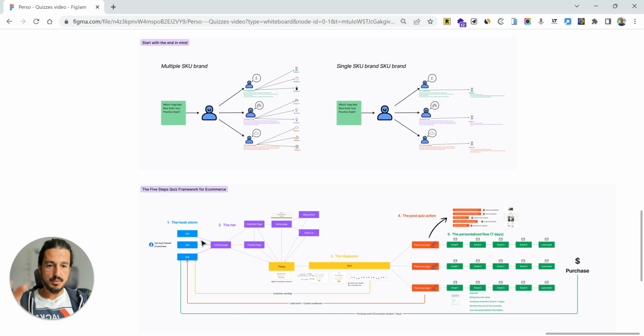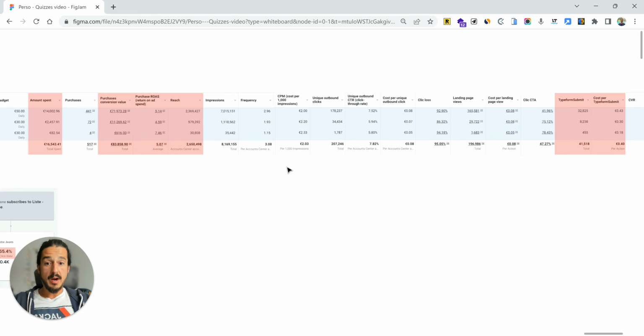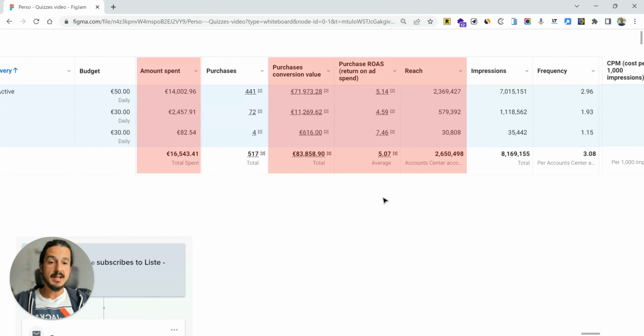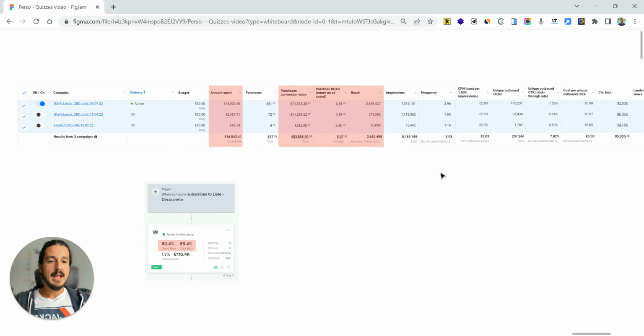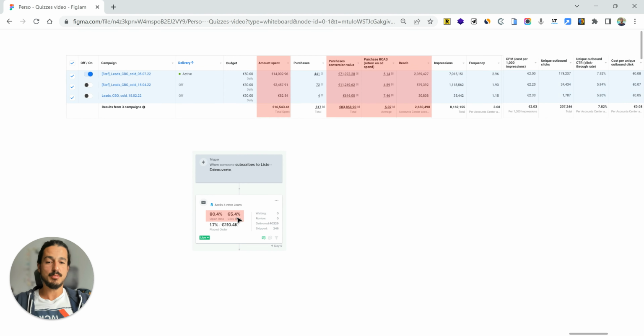And at the end, I will share with you this exact technique that allowed me to generate more than 40,000 leads at less than 50 cents per lead, while being profitable. As you can see, like 16,000 euros spent for more than 80,000 in sales that were tracked, and reaching more than 2 million people at the same time. And all of that also while sending personalized emails to all the subscribers with an open rate at 80% and a click rate at 65%.